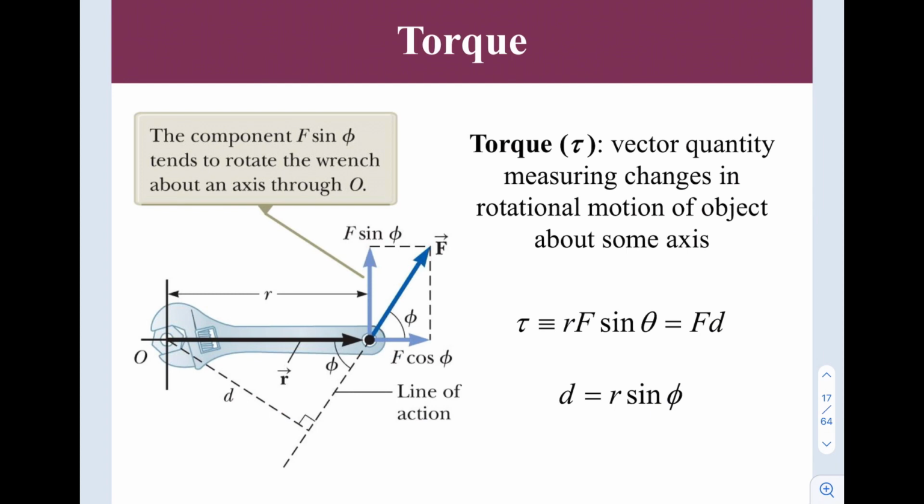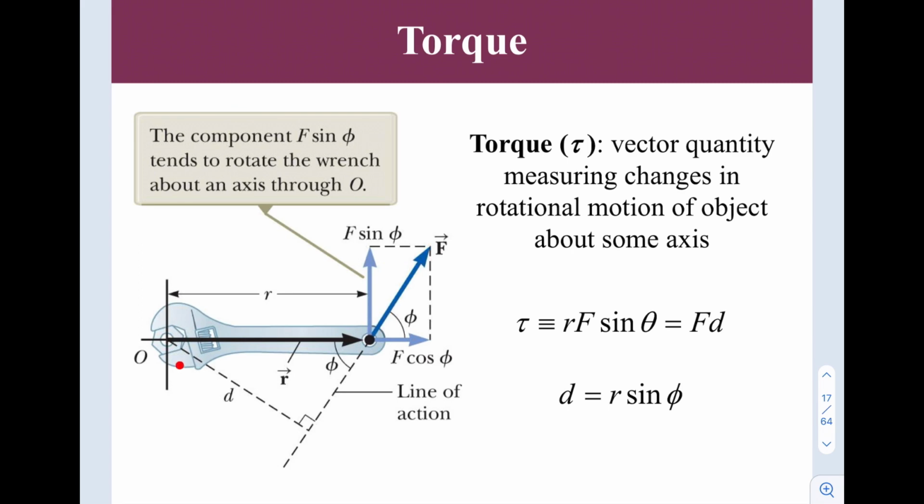Torque is actually a kind of vector quantity. It's a measure of change in rotational motion of an object about a fixed axis. In simple terms, torque is the tendency to rotate about a fixed axis due to a certain amount of force applied to our object.